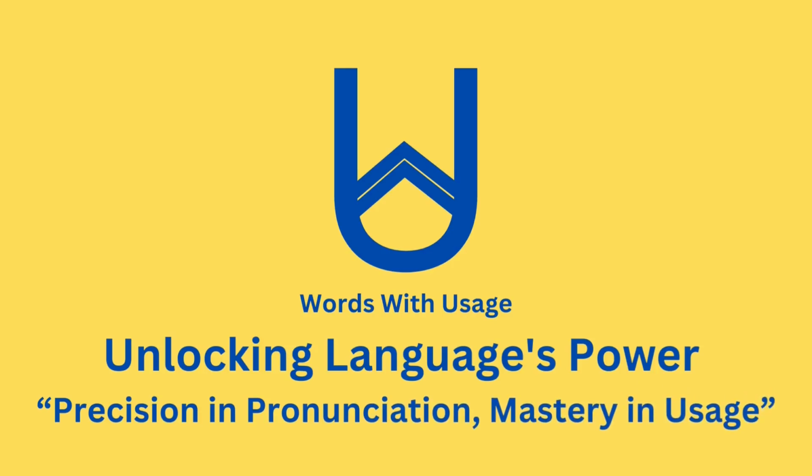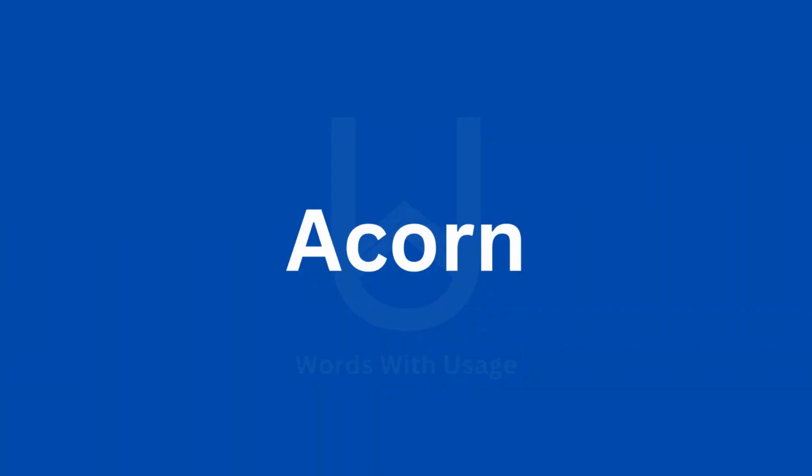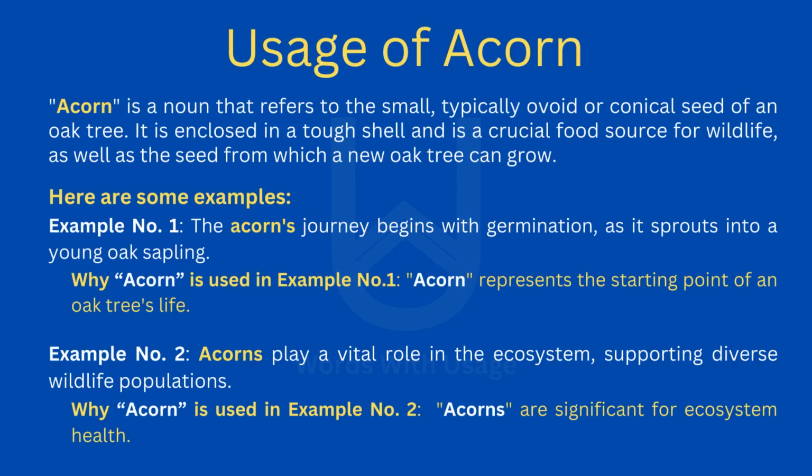In this video, the word is acorn. Acorn. Acorn is a noun that refers to the small, typically ovoid or conical seed of an oak tree.